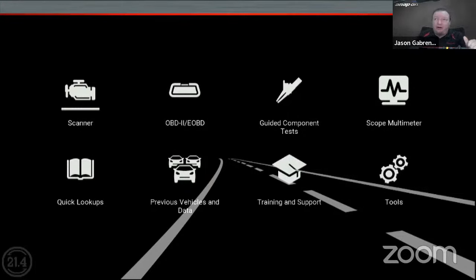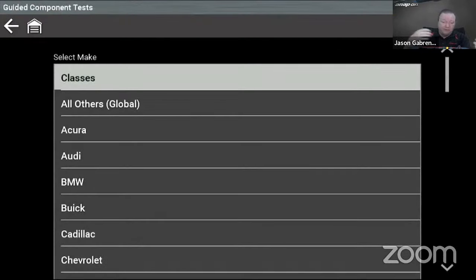All right, so here we are on our Triton, and as I said before, Triton, Zeus, Veris, Modus, Vantage, any of our tools with the scope built in is going to have this guided component test database in there. So there's a few things I want to talk about on that. First and foremost, before I even ID a car, you'll notice the very first thing highlighted on the screen says classes. That just got moved to the top of the list with the latest software update, 21.4.